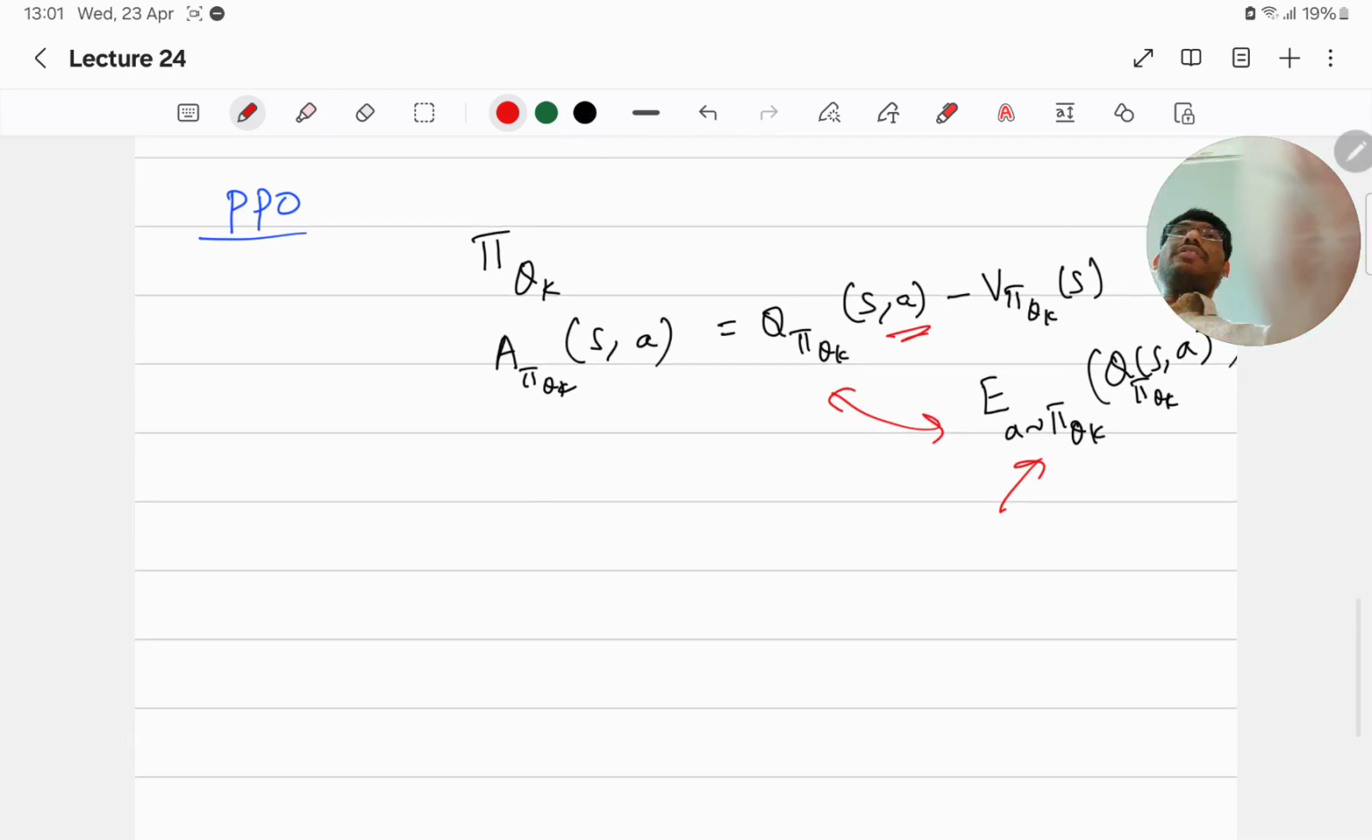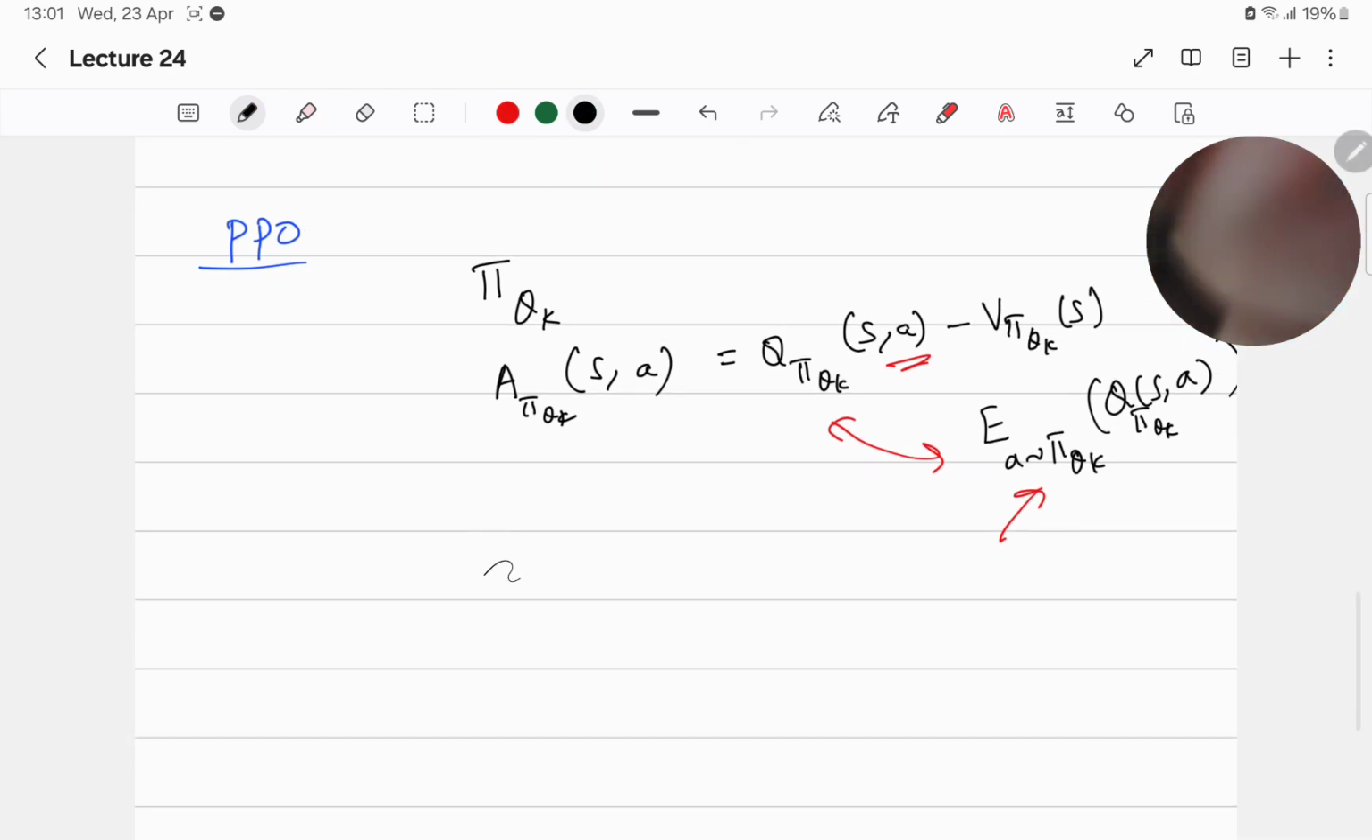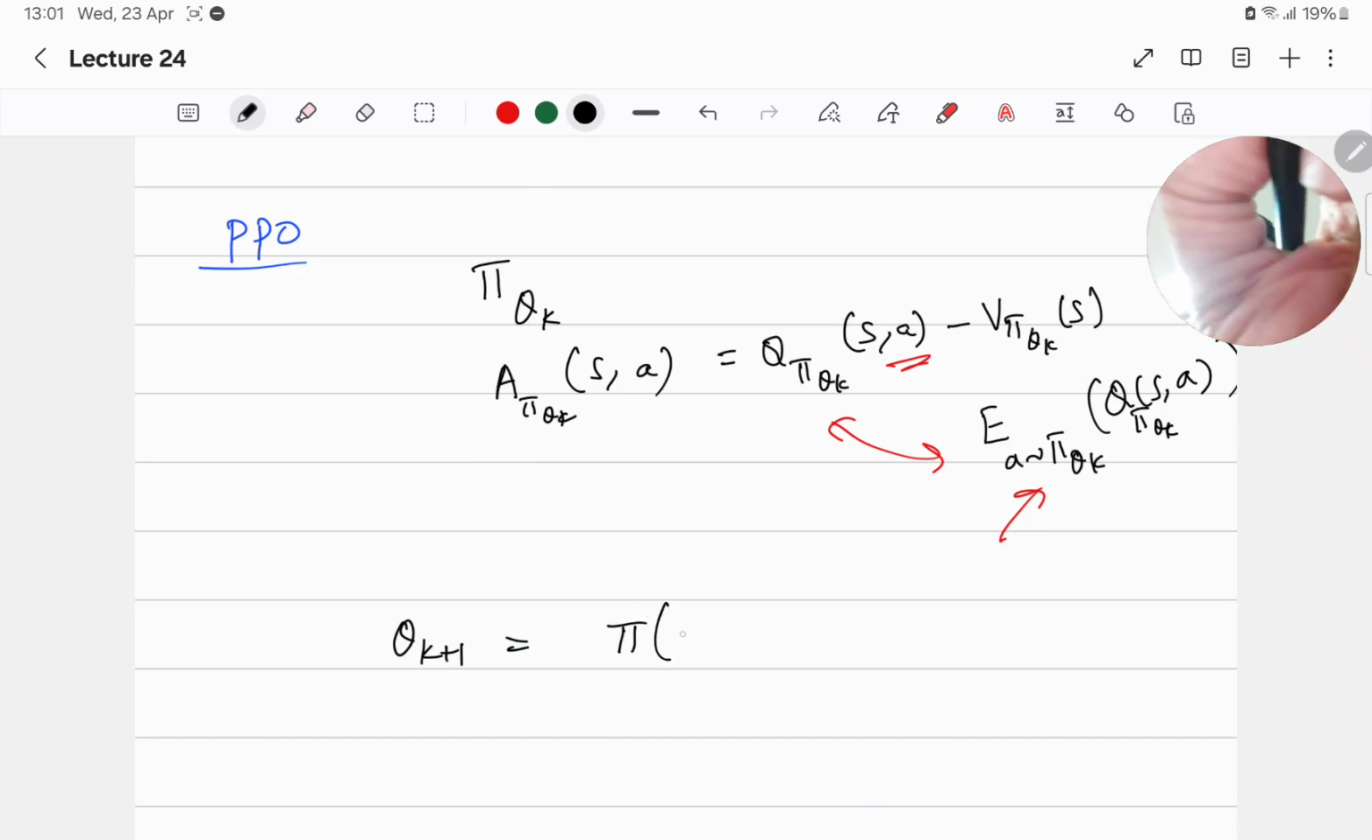So one meaningful way to update our policy is this. Let's say I want to find the new policy parameters. Our current policy parameters are theta k. What will be my new policy parameters? Theta k plus 1. So we want to find theta k plus 1 in this way. Let's say this is my new parameter theta.